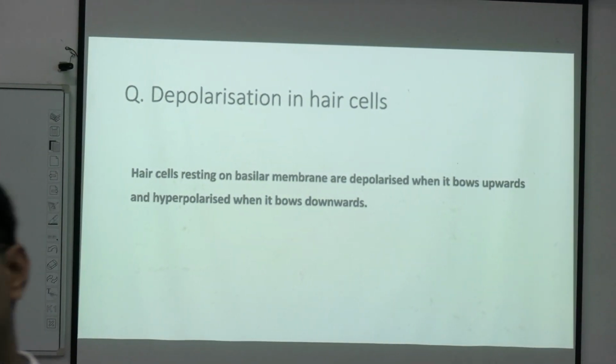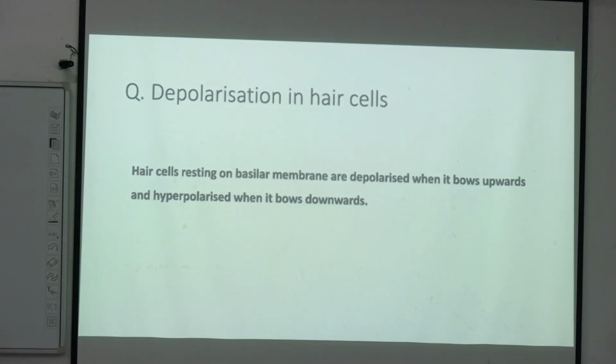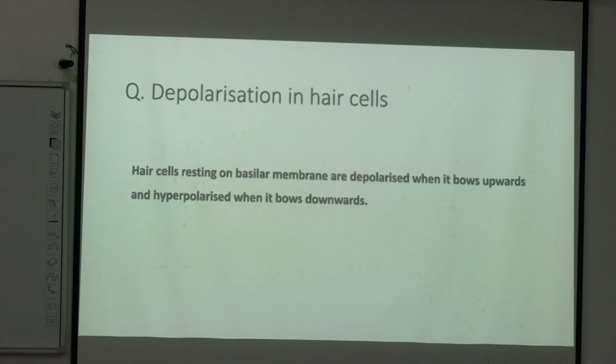depolarization of hair cell. So you know, sound wave is a mechanical energy, okay, and your auditory cortex does not understand any mechanical energy. It understands only electrical energy. So this sound wave has to be converted into depolarization or action potential, and it has to be transmitted through your auditory nerve and go to your auditory cortex so that you can feel the sound.